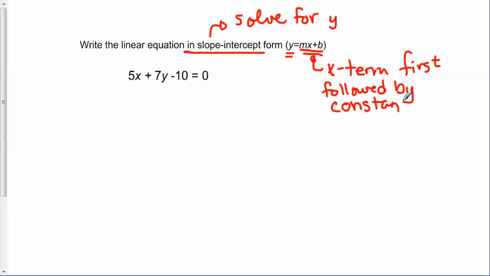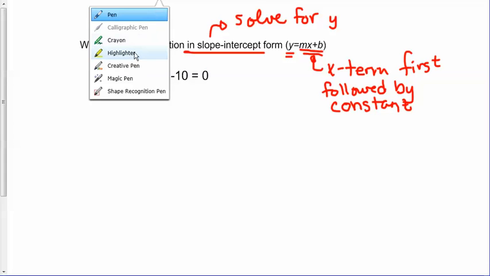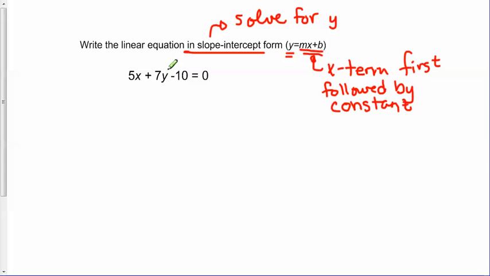So we can see with the equation that we're given here, everything is over here on the left side. And on the right side, we have this 0. And our goal is to get y by itself. We want to solve this thing for y. So let me come in here and highlight the y that we're going to solve for. Everything else needs to kick over to the other side of the equation.